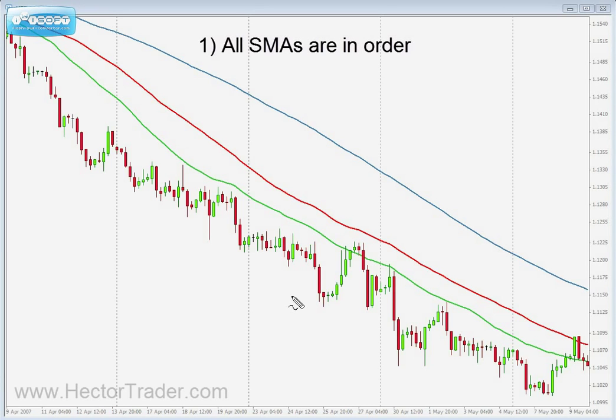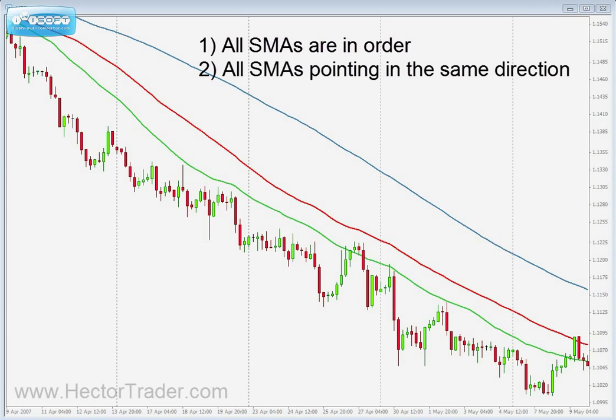Okay, as you can see, in this case we have the 30 moving average below the 50 and the 50 below the 100. Okay, that means that the first condition is fulfilled, and therefore, if all the other conditions apply, we are possibly looking into a solid downtrend. Okay. Moreover, the second condition is that all the moving averages are pointing in the same direction. Okay, as we can see, the 30, the 50, and the 100 are all pointing down in the same direction.